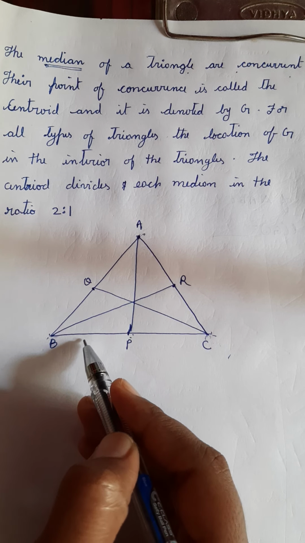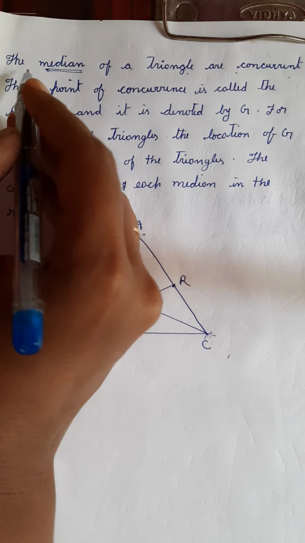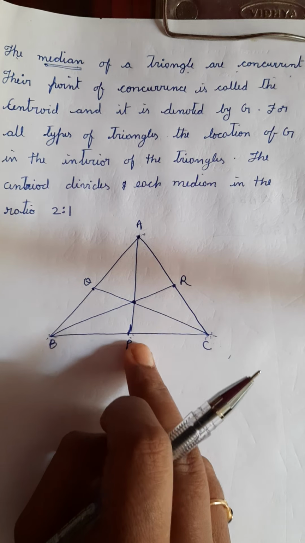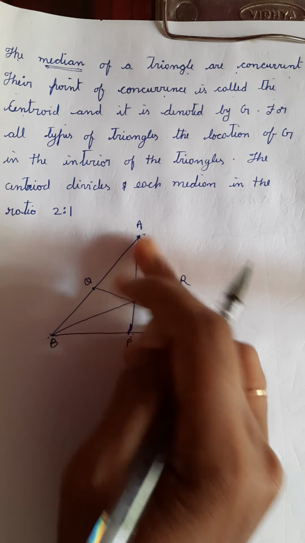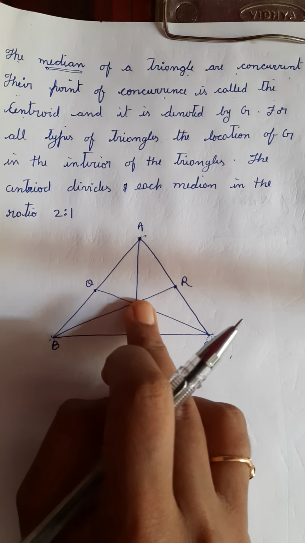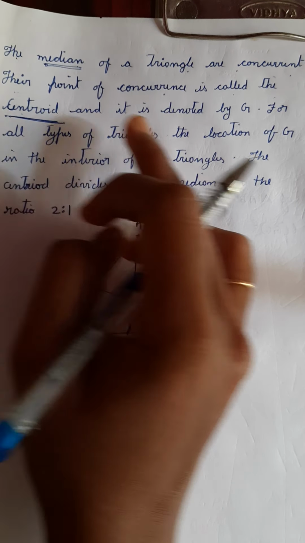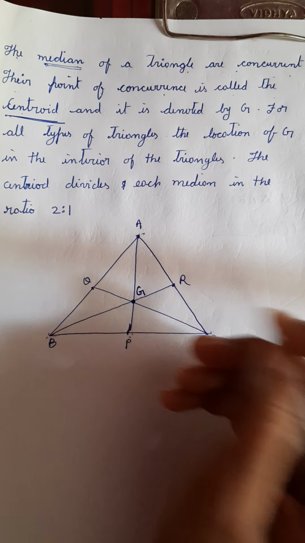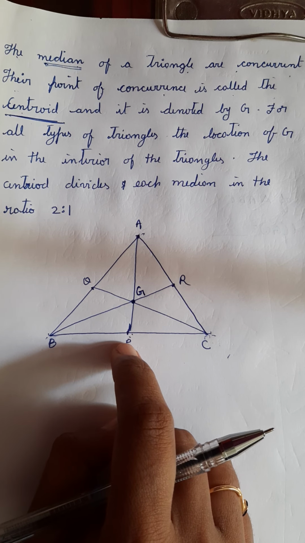So the three medians meet at one point. This is called the concurrent point, and the medians of a triangle are concurrent. They meet at one point. Concurrence means meeting at one point, and the point of concurrence of the medians is called the centroid. This is a very important thing, the centroid, and it is denoted by G. Always we will denote it with G.